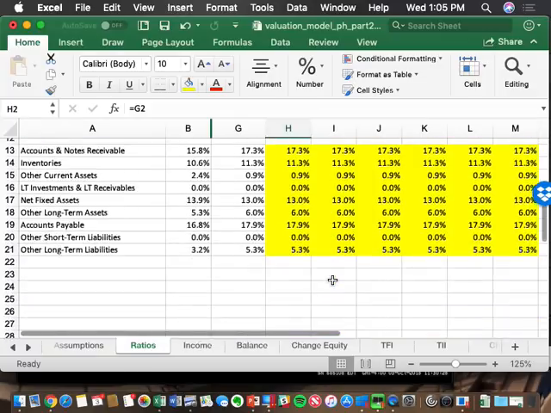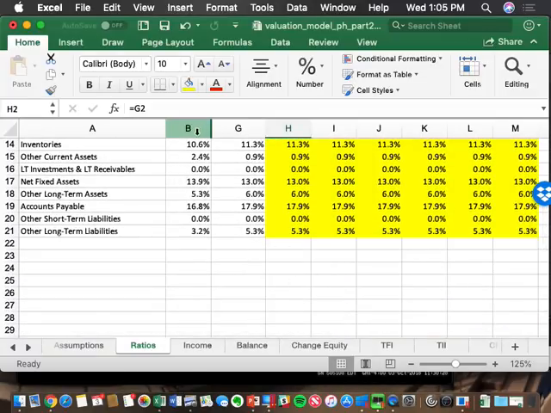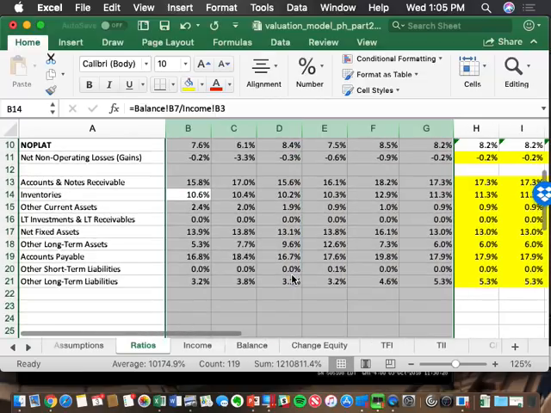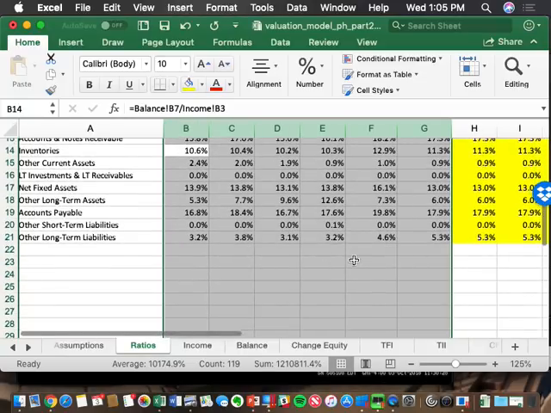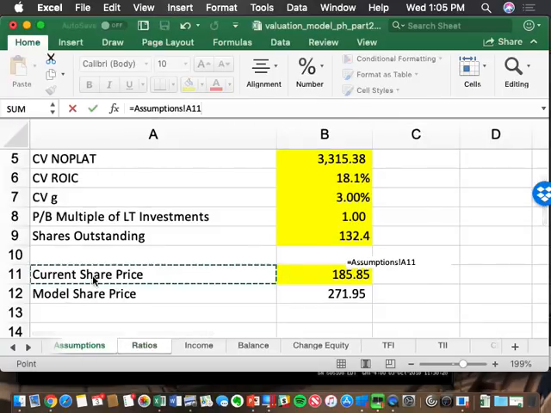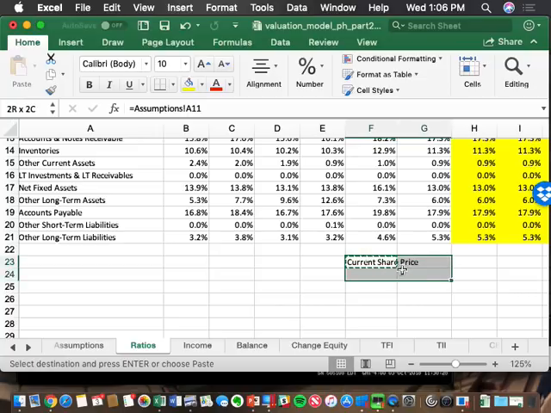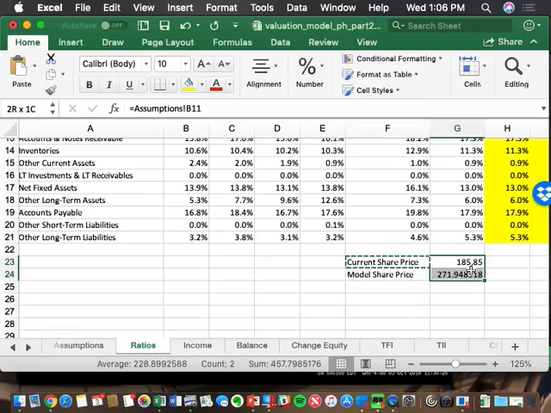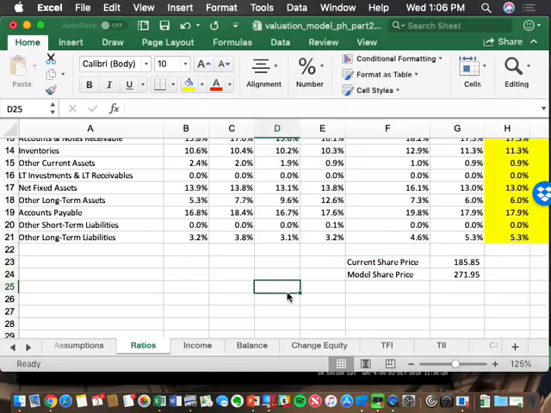ratios. So when I jump to the ratio screen, I'm also going to make my life easy. I'm going to unhide some of these previously hidden columns. And because I don't want to keep jumping, it gets lazy and time consuming, what I'm going to do, starting in cell F23, equals the current and model share price. So as I'm jumping back and forth, I can quickly see what the share prices are. For example, if I change any of these numbers, I can immediately see where I am versus where I want to be. It just makes my life a little bit easier. Constantly have to switch tabs. Okay, so just putting that reference there.